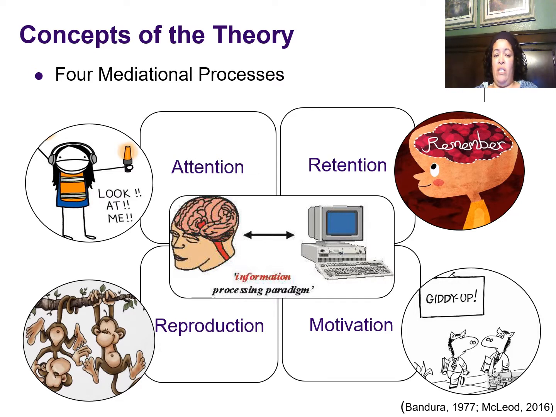The individual needed to be able to retain this image of the behavior that he had observed so that he could actually reproduce it later if he needed to. The observer also had to be able to reproduce these behaviors. They had to have the mental capacity and physical capacity to actually carry out this behavior.